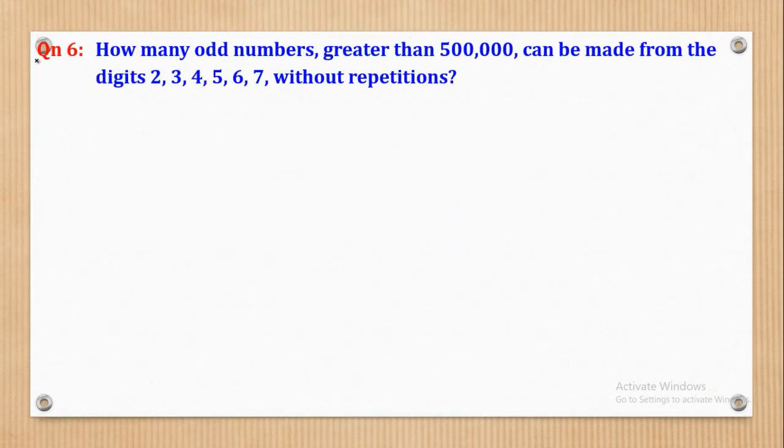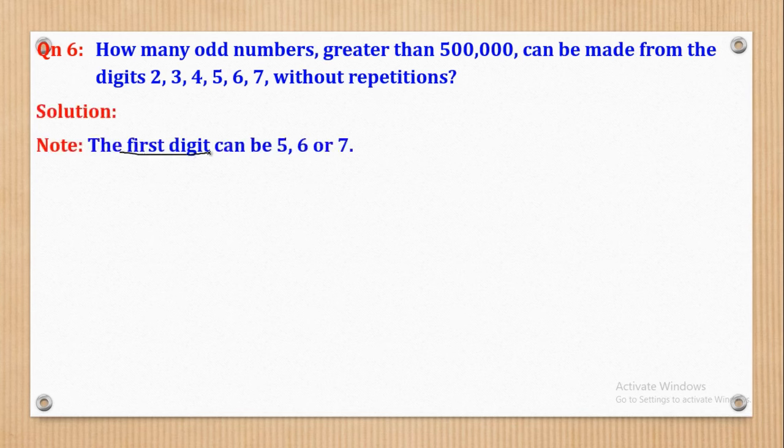Now we shall go to question 6, which says, how many odd numbers greater than 500,000 can be made from the digits 2, 3, 4, 5, 6, 7, without repetition. So here, what you need to note is that the first digit can be 5 or 6 or 7, because they said greater than 500,000. So it can't be 4 because 400,000 is smaller, so the first digit can be chosen from only those three.